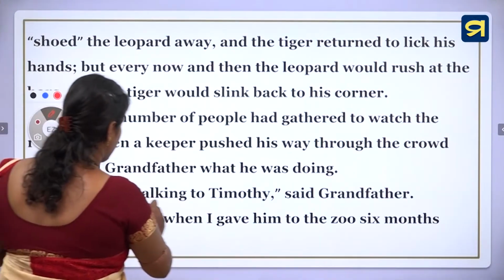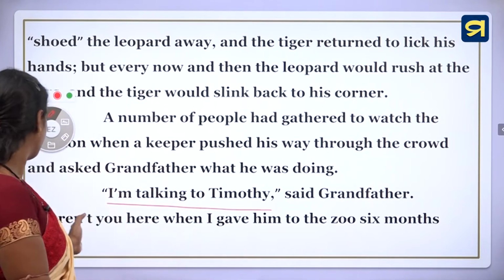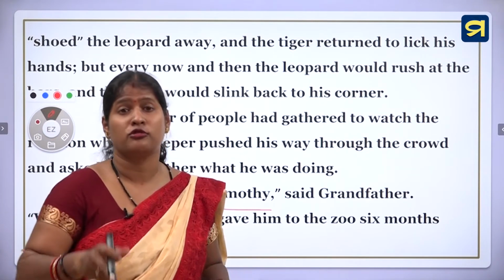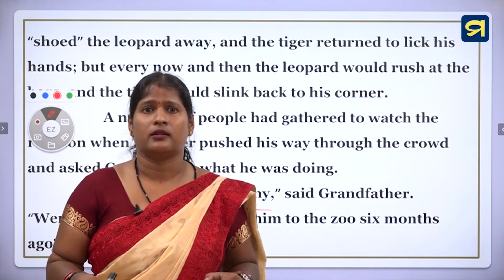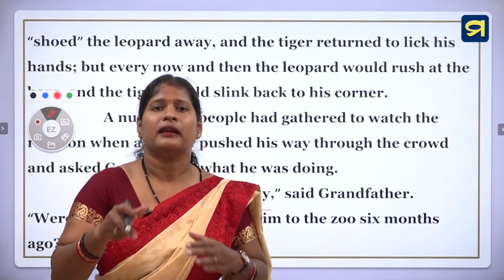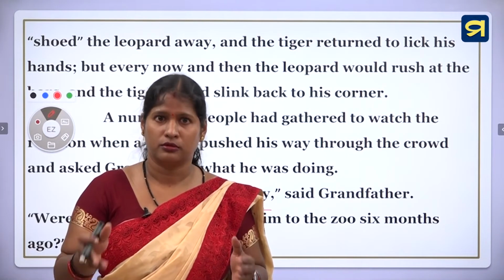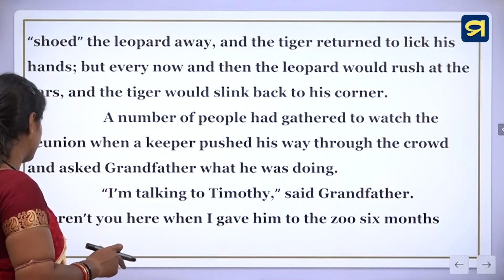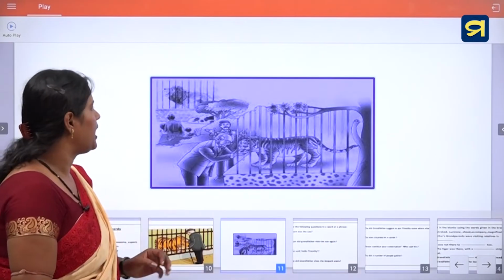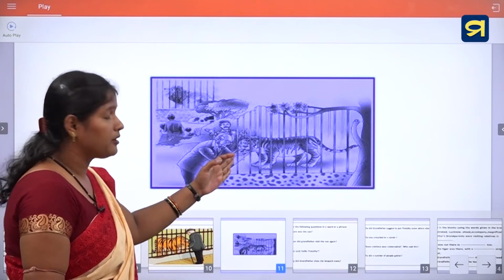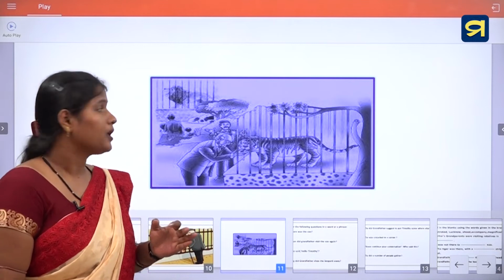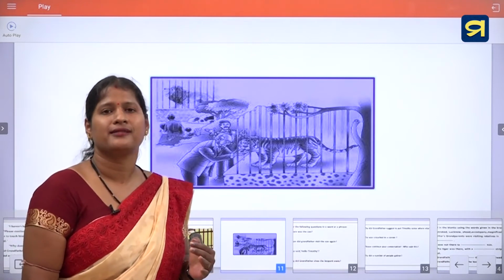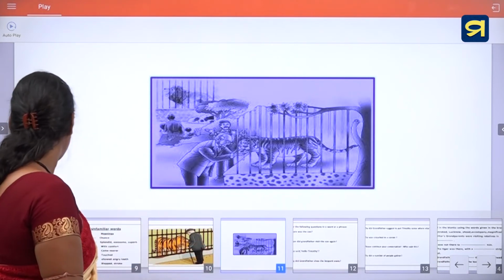Grandfather answered, "I am talking to Timothy. Were you not there when I handed it over to the zoo authorities? It was my tiger. About 6 months ago, I gave this tiger to this zoo. Don't you remember?" Grandfather told the zookeeper how he was fondling the tiger, with his hands inside the cage, and how the keeper showed his surprise. Okay, dear children.